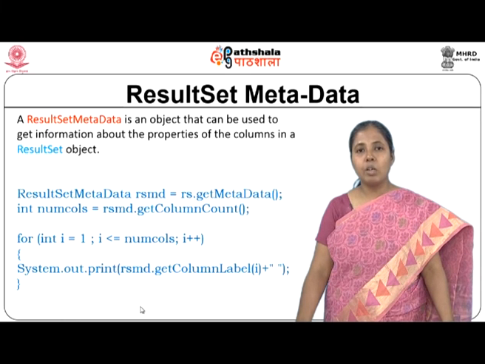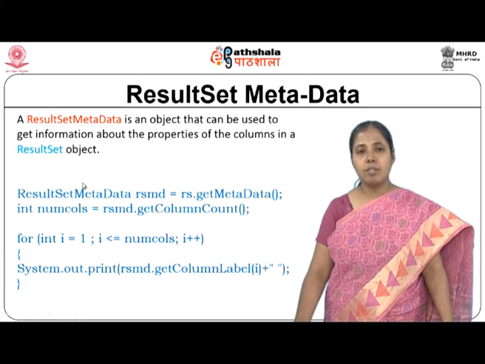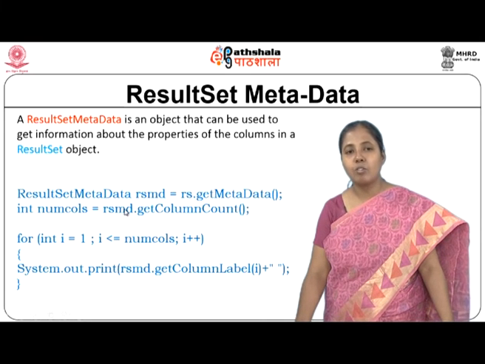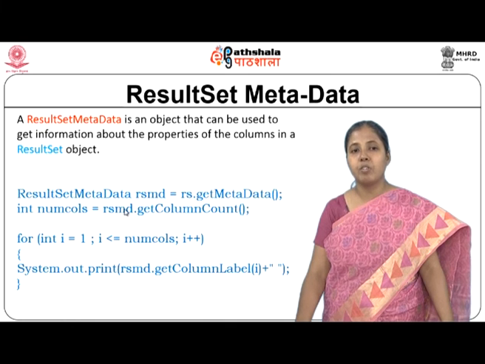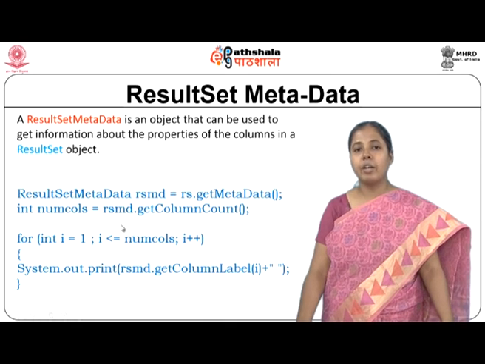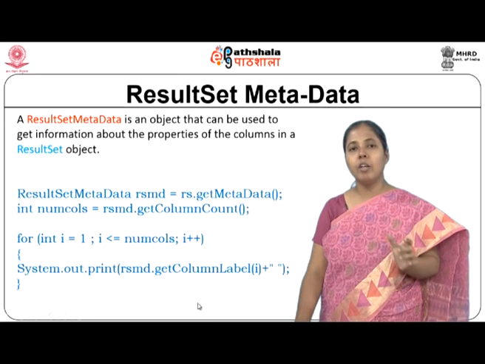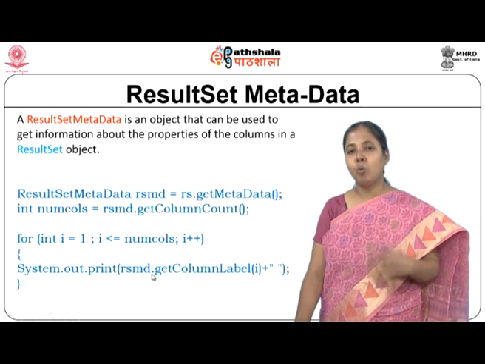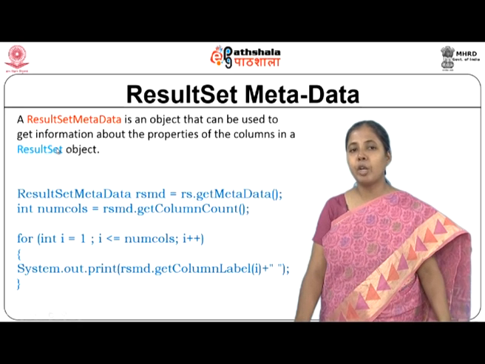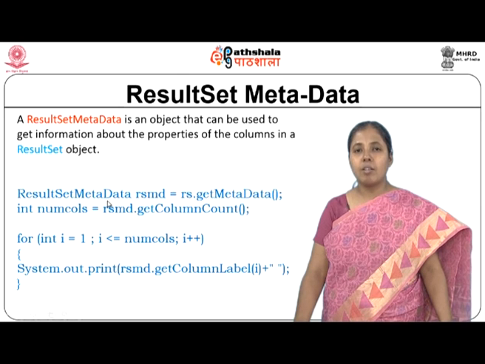Now, let us see what is actually result set metadata. As I told you, there are two more classes called result set metadata and another class called database metadata. You can also get the metadata from the database. This result set metadata is an object to get information about the properties of the columns in the result set object. The result set is the query result once you execute a select statement. So, from the result set object, if you want to get the properties, the meta information, you can make use of result set metadata.